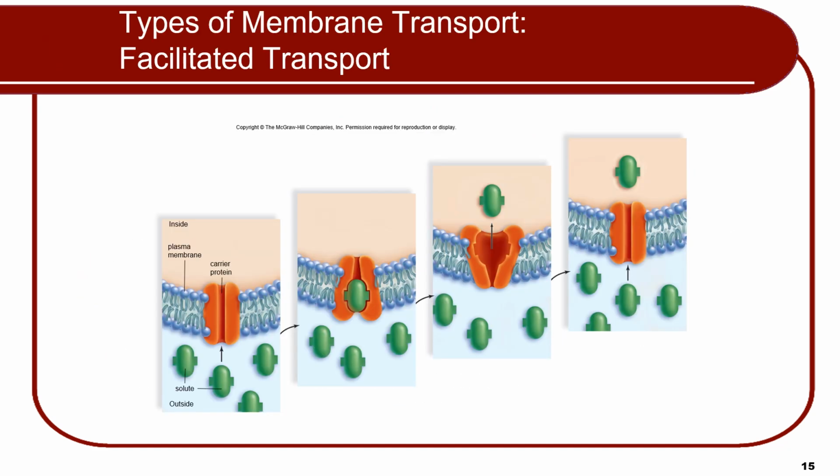So this is just showing facilitated transport, where you have more of these little green molecules outside of the cell. They can't get through the lipid bilayer, but they use this carrier protein to be able to get in. And they'll keep moving in until they reach equilibrium and there's an equal number inside and out.